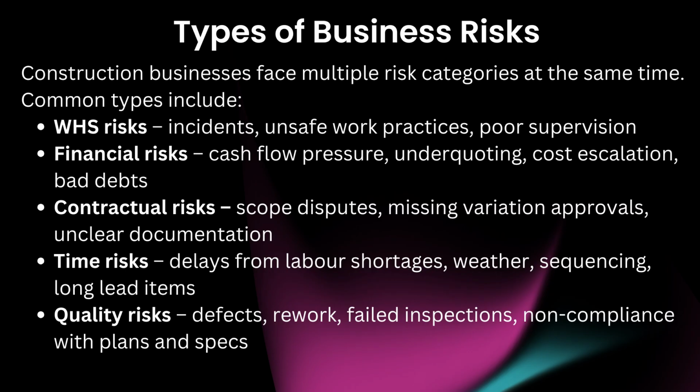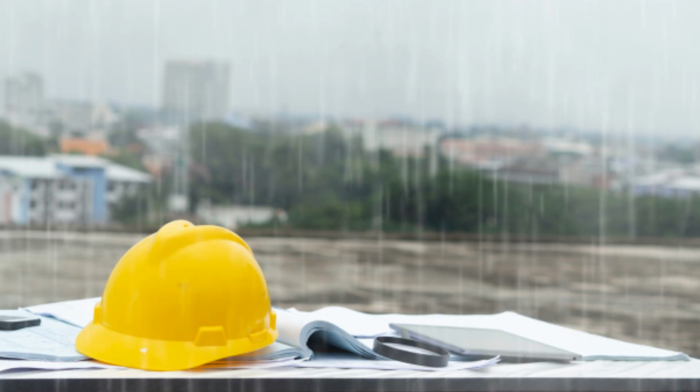Types of business risks. Construction businesses face multiple risk categories at the same time. Common types include WHS risks: incidents, unsafe work practices, poor supervision. Financial risks: cash flow pressure, underquoting, cost escalation, bad debts. Contractual risks: scope disputes, missing variation approvals, unclear documentation. Time risks: delays from labour shortages, weather, sequencing, long lead items.